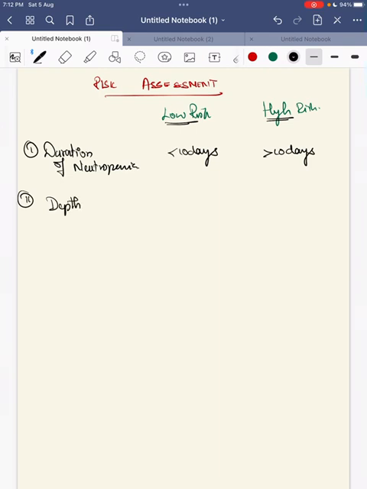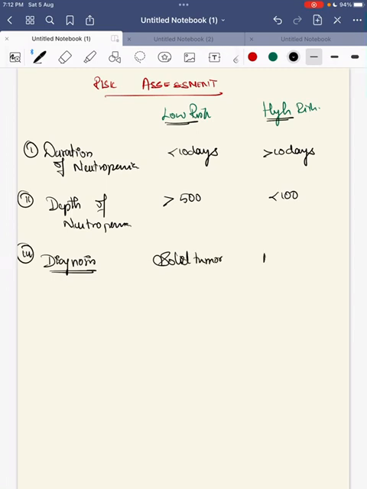Next is depth of neutropenia, that is the severity. A child with low risk will have an ANC of more than 500. A child with high risk will have profound neutropenia, that is less than 100. Next, the primary diagnosis. In a low risk child, there can be a solid tumor, while in high risk, it is mostly acute leukemia, a child with acute leukemia in induction phase.